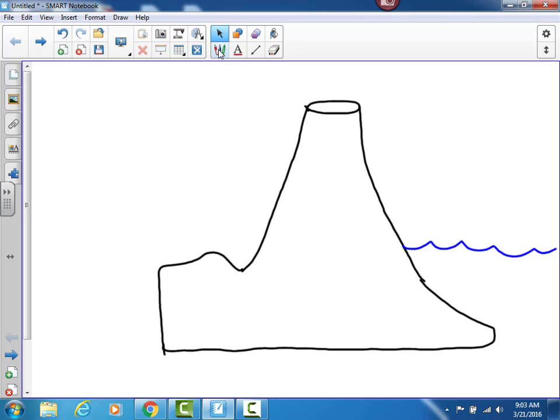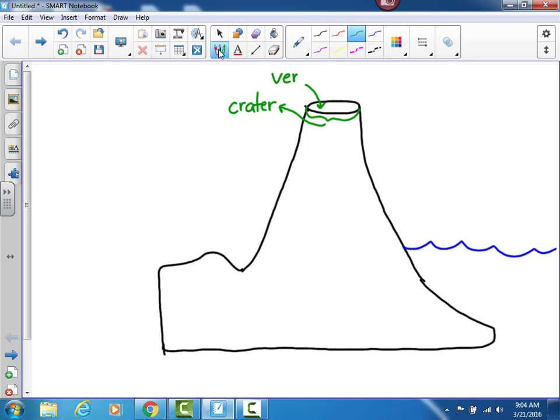Okay, so let's label some of the parts of the volcano. Of course, this part up here is the crater. The opening itself is called the vent. And then, if it's going to be a volcano, we'll need to put some lava inside.